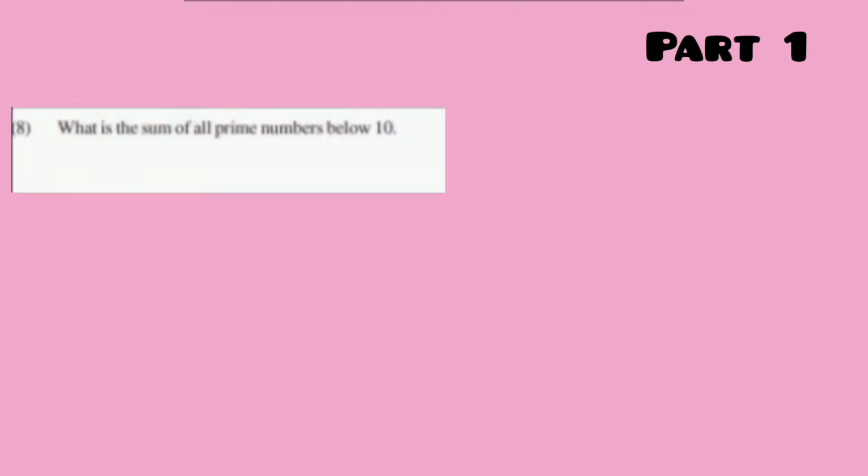Question number 8. What is the sum of all prime numbers below 10? The prime numbers below 10 are 2, 3, 5 and 7. So the addition will be 17.